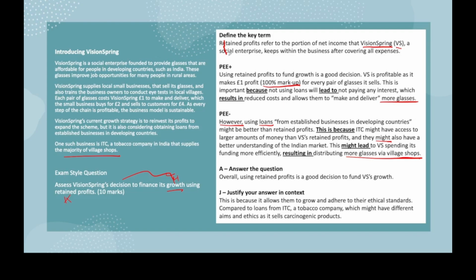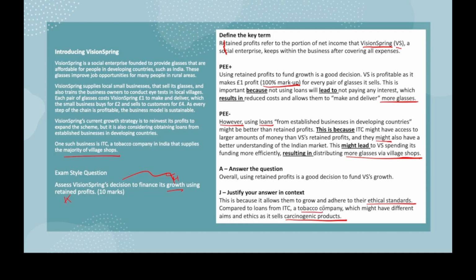This is because it allows them to grow and to adhere to their ethical standards compared to the loan from ITC, a tobacco company, which might have different aims and ethics as it sells carcinogenic products. I just threw a bit of carcinogenic products in there because I'm not a big fan of smoking, and it'll kill you, kids. So don't do it. So there you go. So we've got some context.